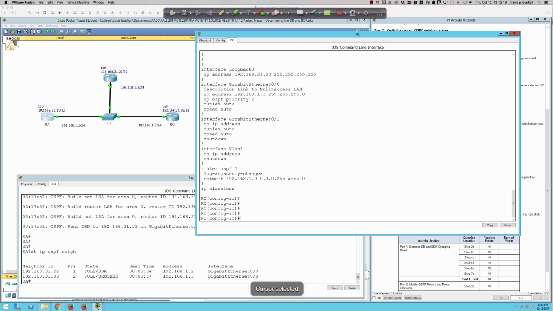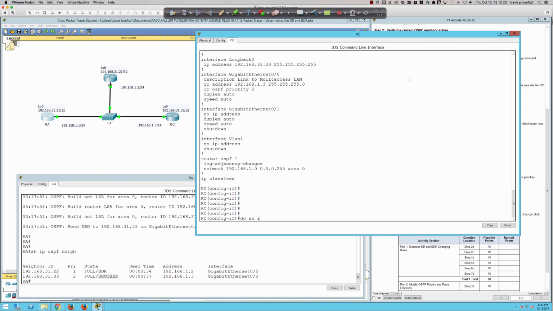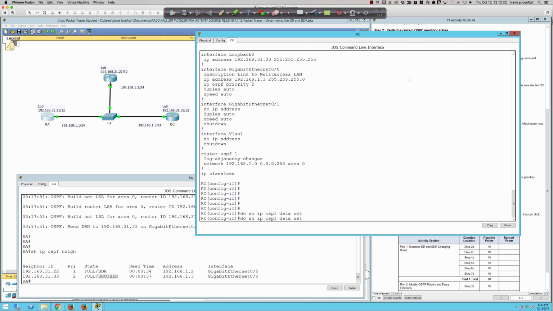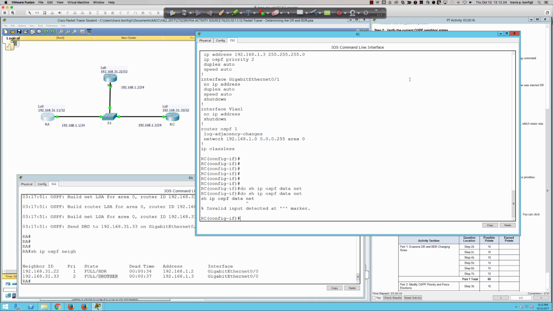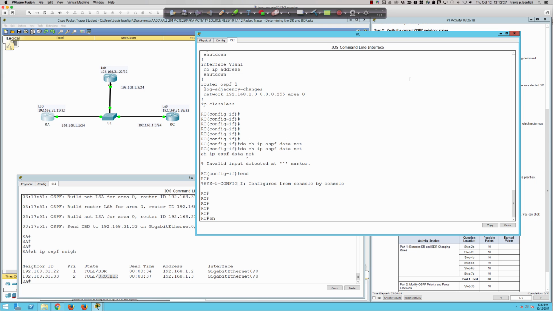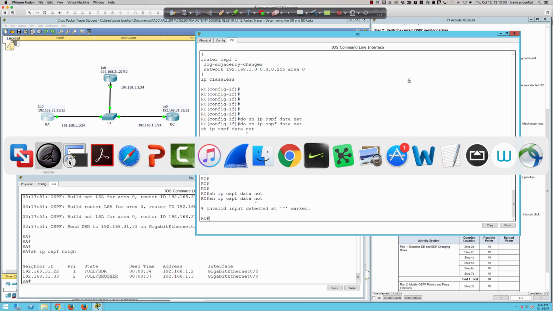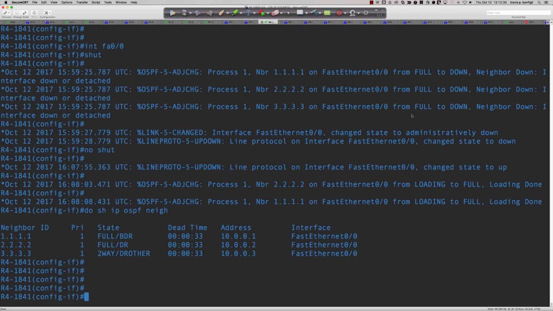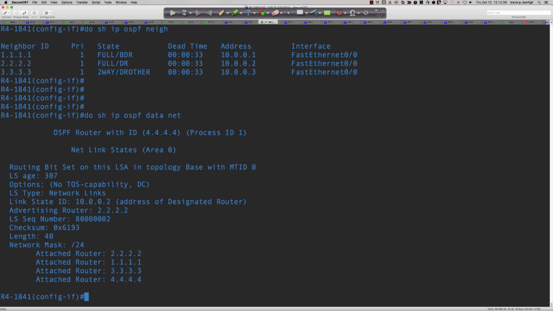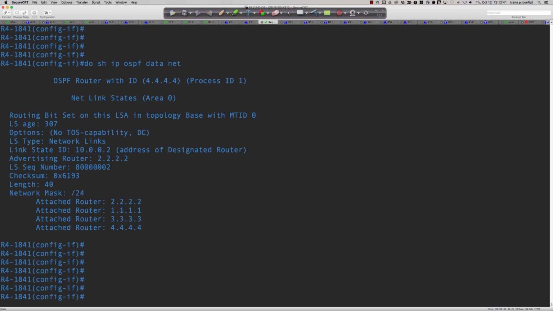Let's go ahead, let's pull up the type 2 LSA. So if I say do show ip ospf database network, and let me guess, it's not going to let us see that. Show ip ospf database network. Okay, it doesn't like it, but that's okay. That's why we're mirroring this activity here. Do show ip ospf database network. There we go. So here is the type 2 LSA.